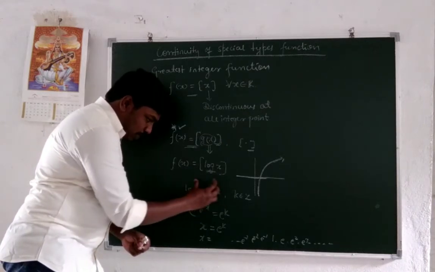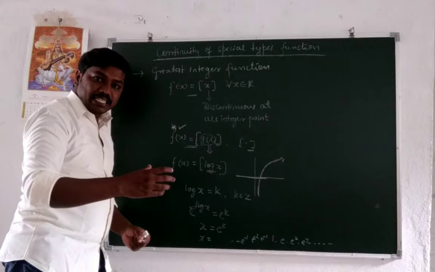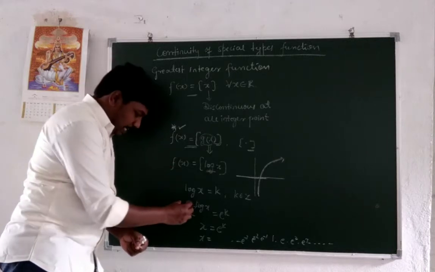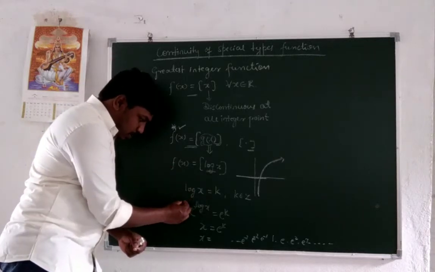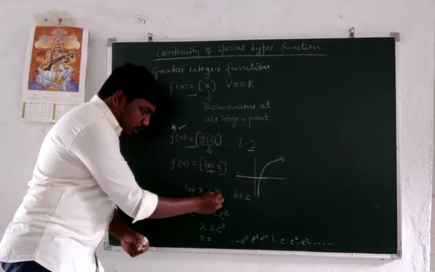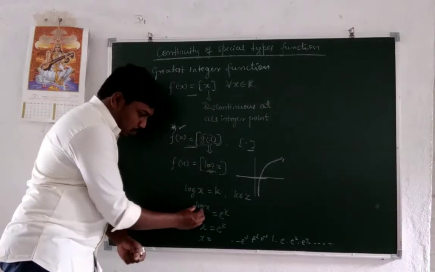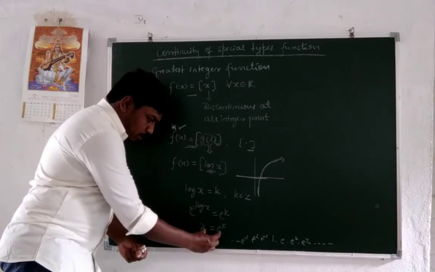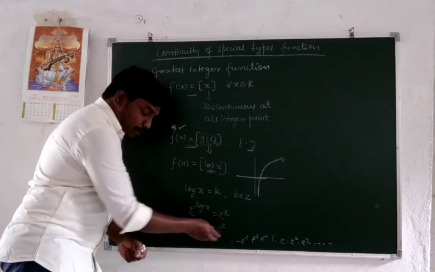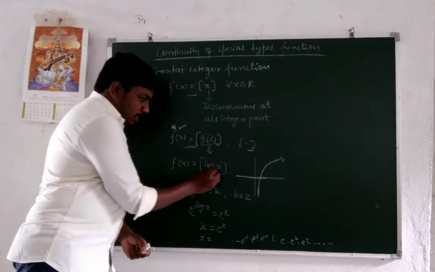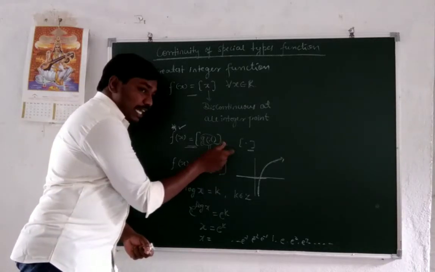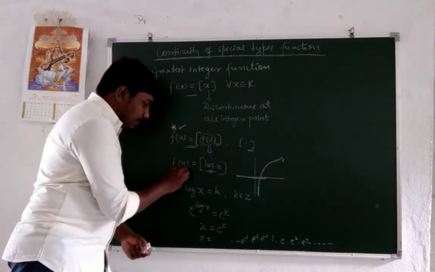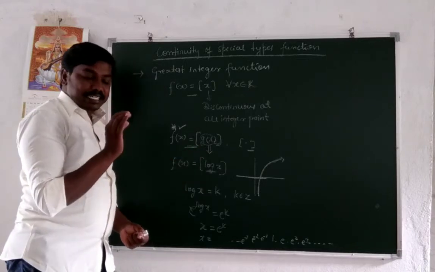So taking exponential on both sides, e power log x is equal to e power k. Exponential and log are cancelled, so x is equal to e power k. So the value of x is e power k, where k is an integer. At these points f of x becomes discontinuous.